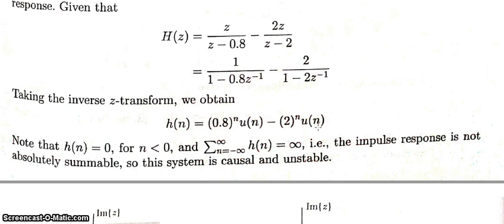Also, h of n is 0 for n less than 0, and summation n equal to minus infinity to infinity, h of n is equal to infinity. That is, the impulse response is not absolutely summable. Therefore, the given system is causal and unstable.